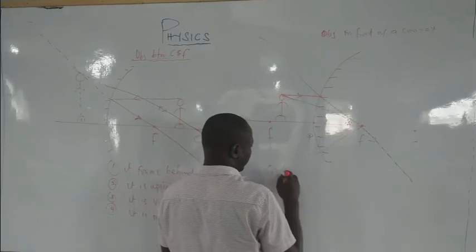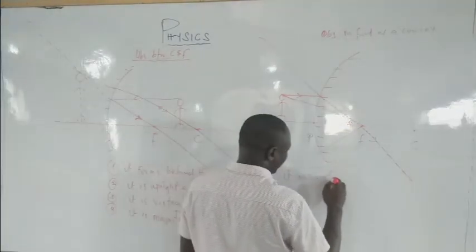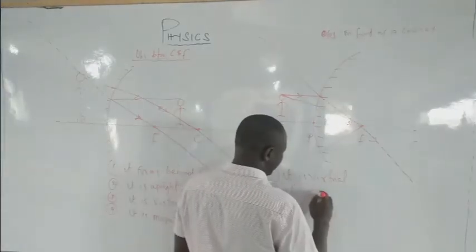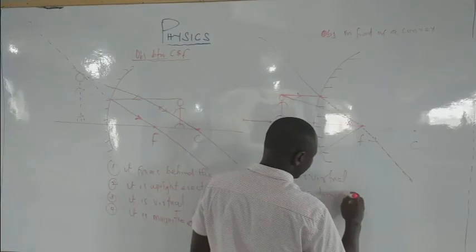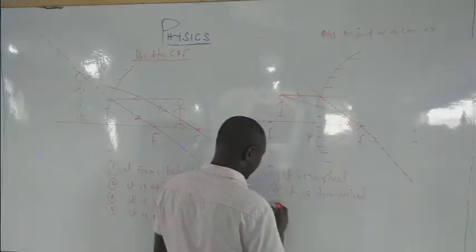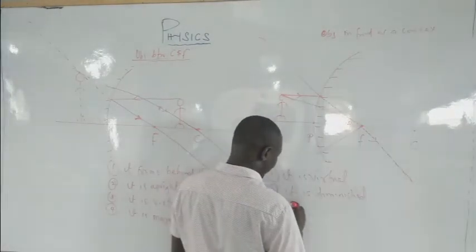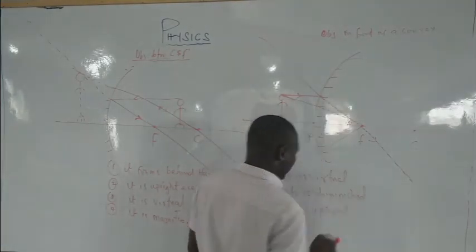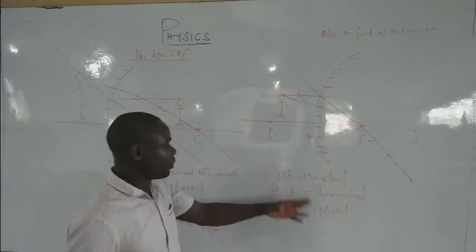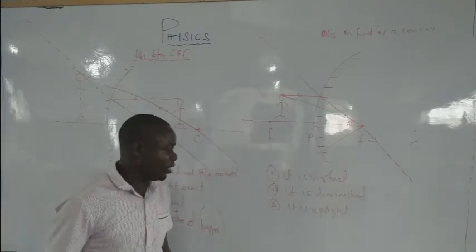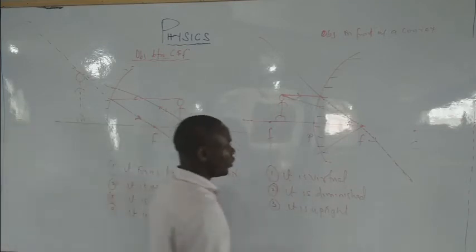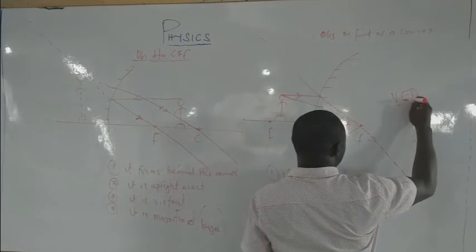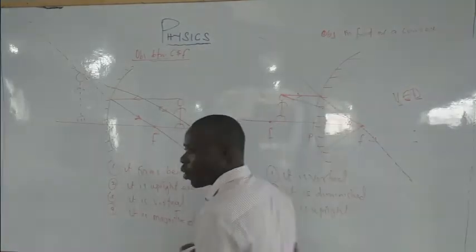Number one, it is virtual. Number two, it is diminished, they are smaller. Number three, it is upright. So it is virtual, it is diminished, and it is what? Upright. Virtual, erect, and diminished for convex.